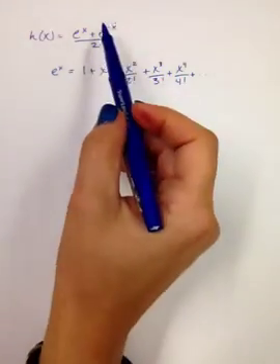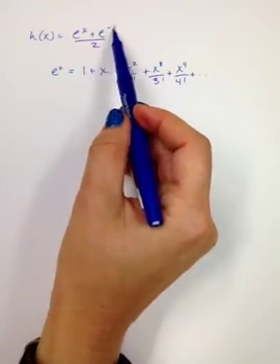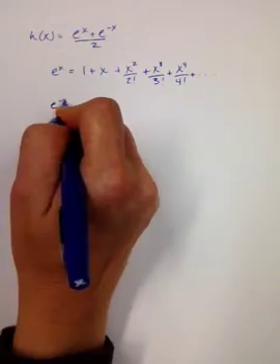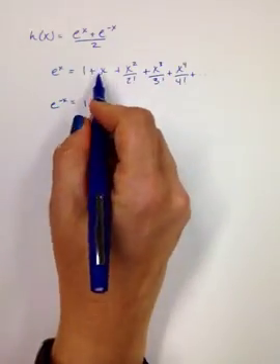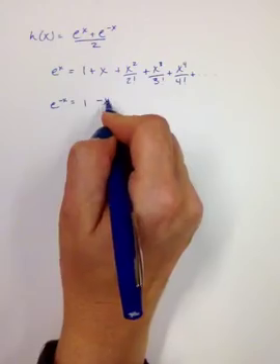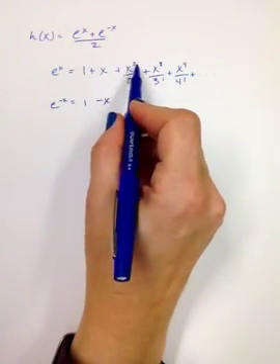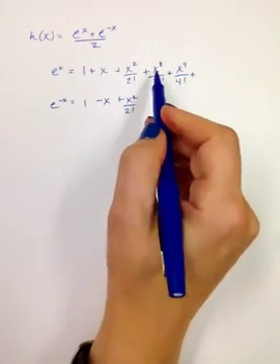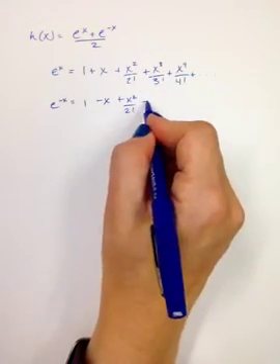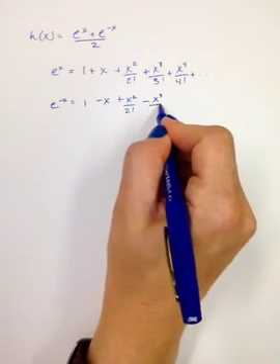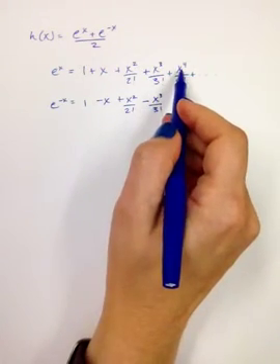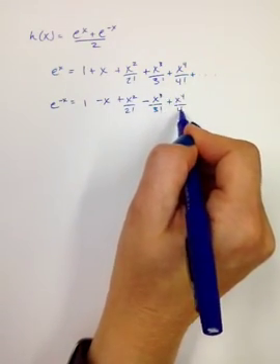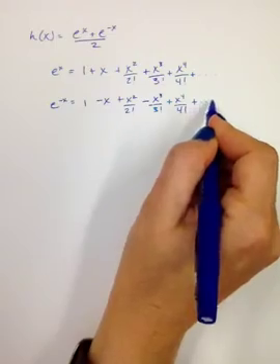So then if I want to know what e to the negative x is, I'm going to substitute in a negative x for every x. So e to the negative x equals 1, and then this will be a negative x. Negative x squared is a positive x squared over 2 factorial. Negative x to the third is a negative x cubed over 3 factorial. Negative x to the fourth is a positive x to the fourth over 4 factorial, and it keeps going.